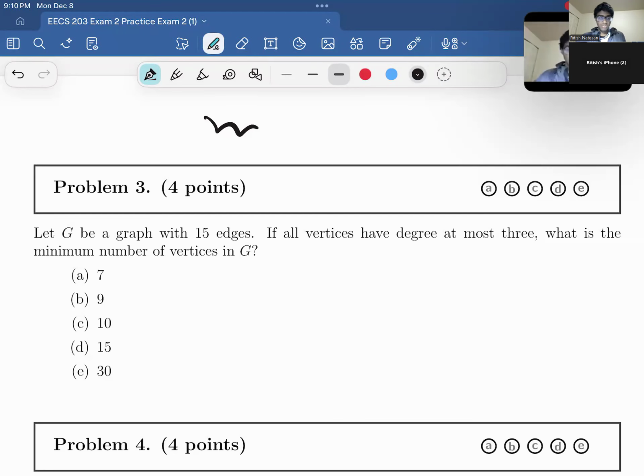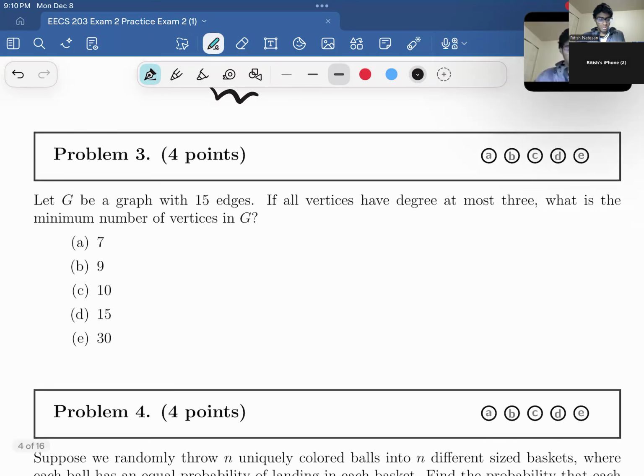So this is problem 3 from practice exam 2 from exam 2. This multiple choice question is asking, let G be a graph with 15 edges. If all vertices have degree of at most 3, what is the minimum number of vertices in the graph G? Right off the bat, this question is giving us the number of edges, and it's asking a question about the number of vertices.